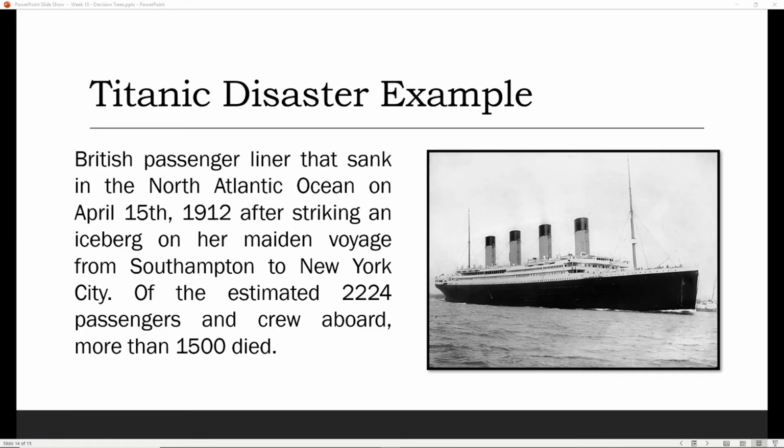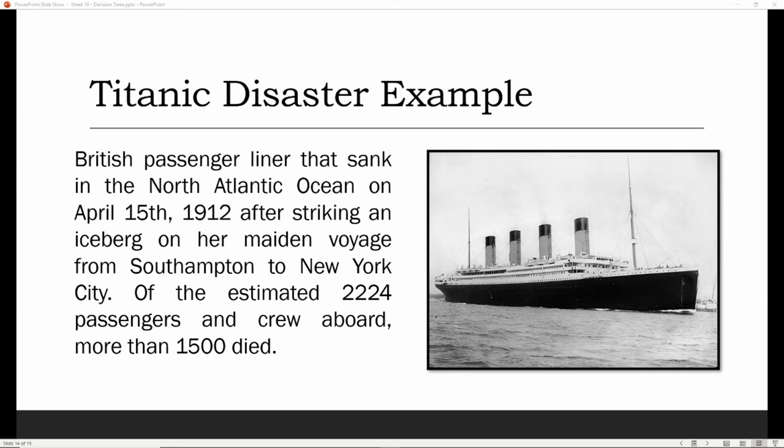When you take a look at the RapidMiner Studio example, you're going to be introduced to the Titanic disaster dataset. If you have not heard of the Titanic disaster, the Titanic was a British passenger liner that sank in the North Atlantic Ocean on April 15, 1912, after striking an iceberg on her maiden voyage from Southampton to New York City. Of the estimated 2,224 passengers and crew aboard, more than 1,500 died.